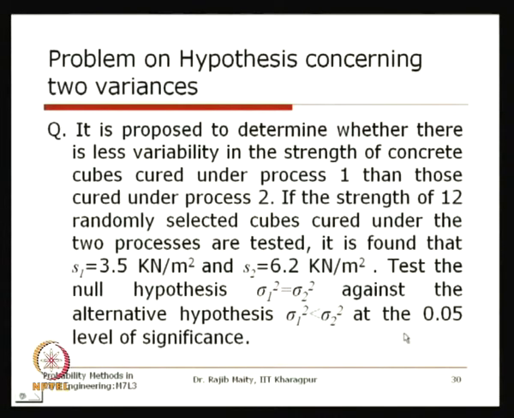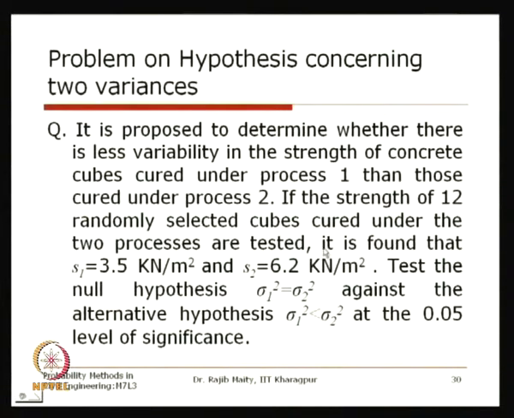We will take up one example here. It is proposed to determine whether there is less variability in the strength of concrete cubes cured under process 1 than those cured under process 2. So, there are 2 different processes identified, and we have to test whether the strength of concrete in one process is different from the other, or whether process 1 gives less strength than process 2, before I can declare that we should follow process 2 for curing the concrete, so that we can achieve greater strength.